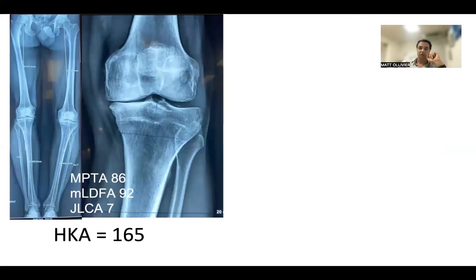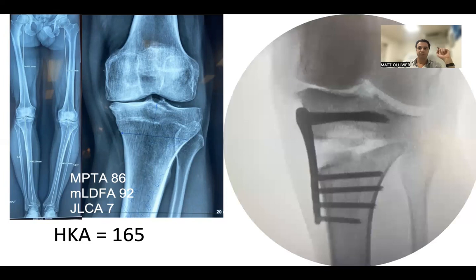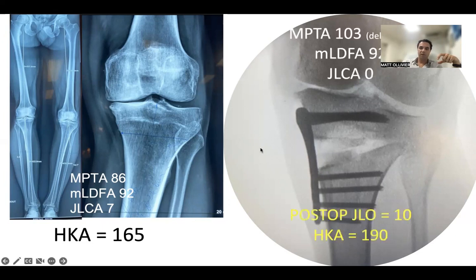Return to this patient. Remember, once again, it was a perfect indication for UKA, but of course, somebody very clever, a surgeon, said we're going to do an HTO. It ends up with a 20-degree correction for a normal HKA. And finally, the final MPTA is 103. Of course, the femoral deformity was left as it is, and the JLCA completely corrected from 7 to 0. Finally, what happened? This poor guy got 10 degrees of valgus.